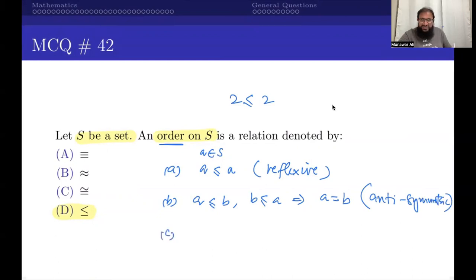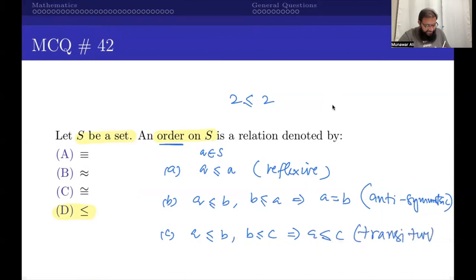And the third property is transitivity. If A is less than or equal to B, and B is less than or equal to C, it implies A is less than or equal to C. This is transitivity. And if all these properties are satisfied by some relation, then that relation is called an order. And the only thing that satisfies these things is this less than or equal to symbol. So this is an order on a set.